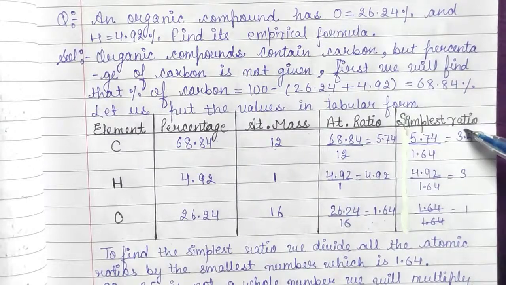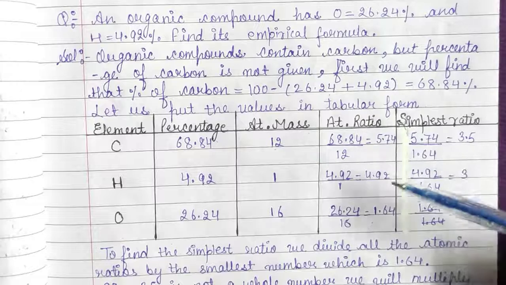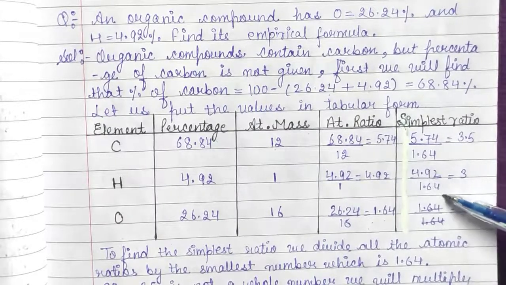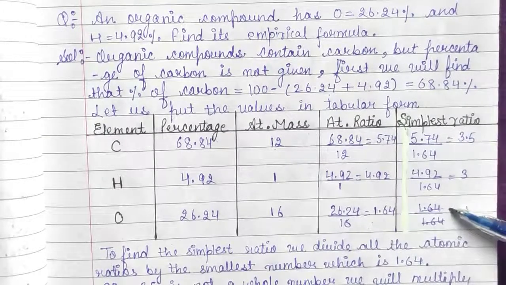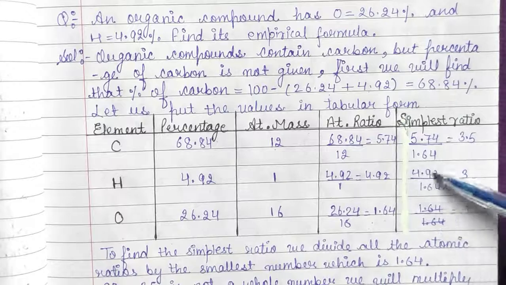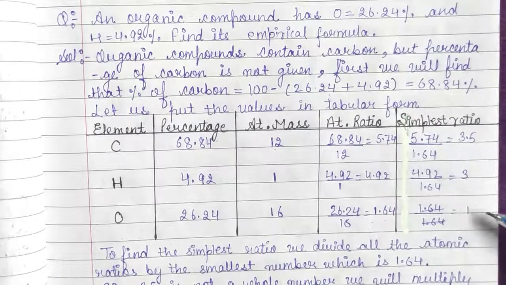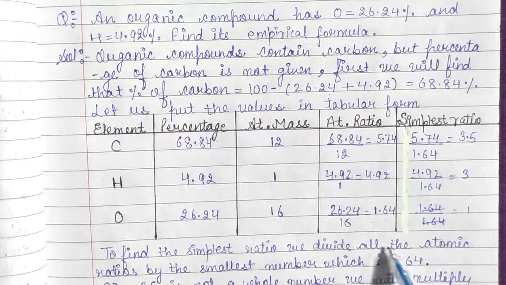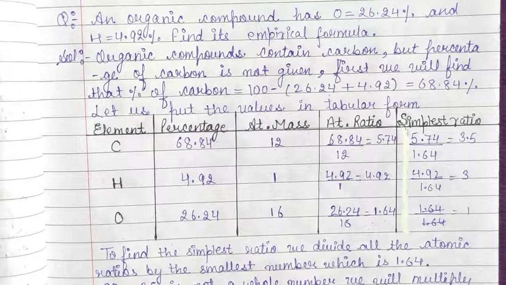Like in the simplest ratio, you may observe that 5.74 is divided by 1.64. Similarly, for hydrogen, the atomic ratio, that is 4.92, is divided by 1.64. Similarly, for oxygen, the atomic ratio, that is 1.64, is divided by 1.64. On calculating it, carbon will have the ratio 3.5, hydrogen will have 3, oxygen will have 1. So to find the simplest ratio, we divide all the atomic ratios by the smallest number, which is 1.64.